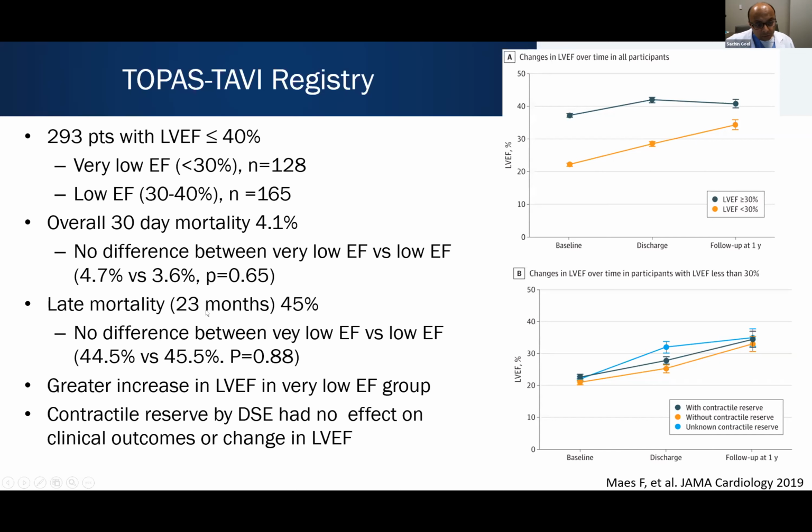Late mortality at 2 years, almost 50%, similar to the PARTNER data, but again, no difference between the very low EF versus low EF. There were greater increases in the LVEF in the very low group, and dobutamine echo-defined contractile reserve had no effect on clinical outcomes or change in ejection fraction in this registry.